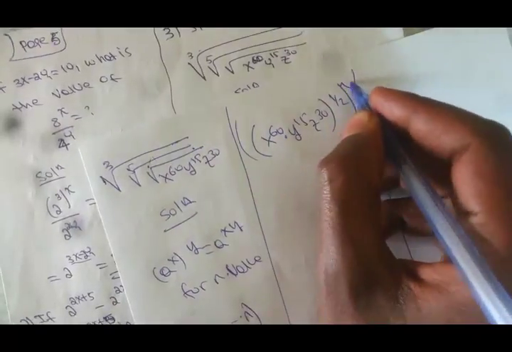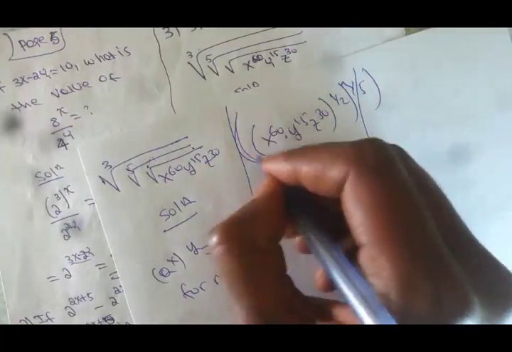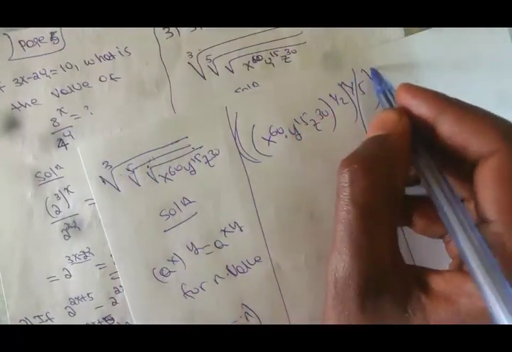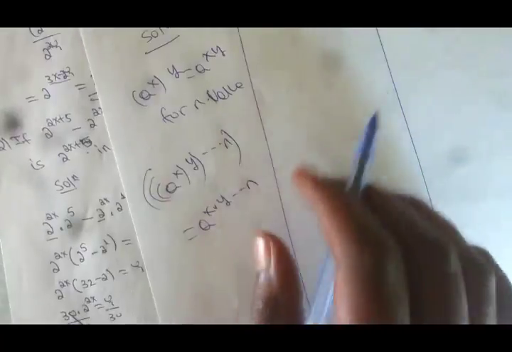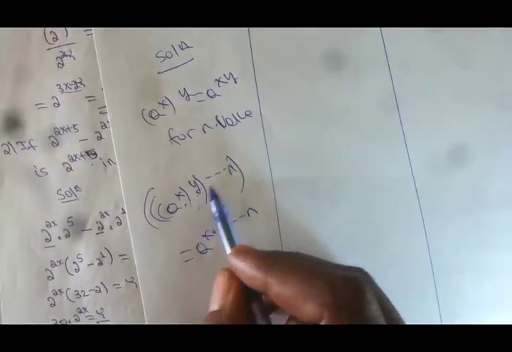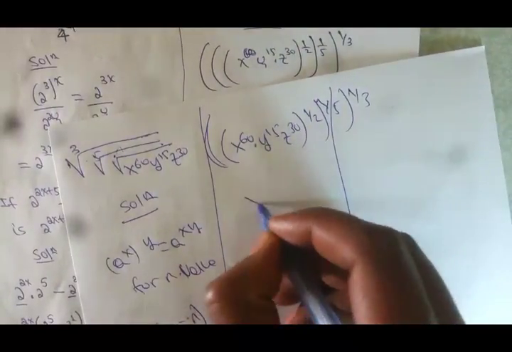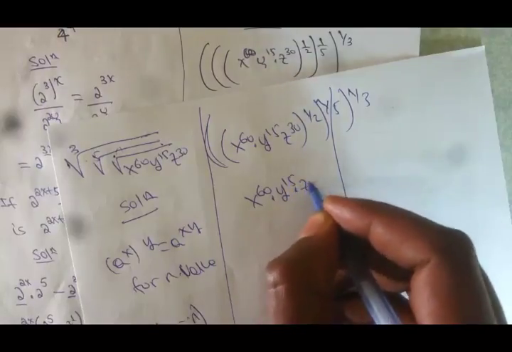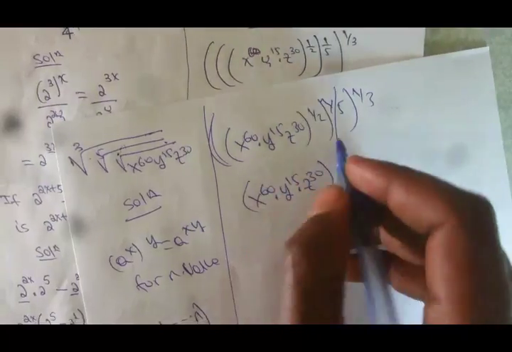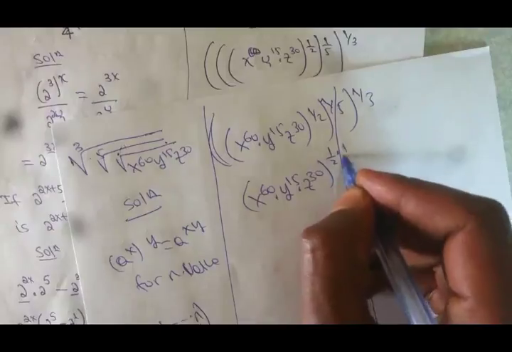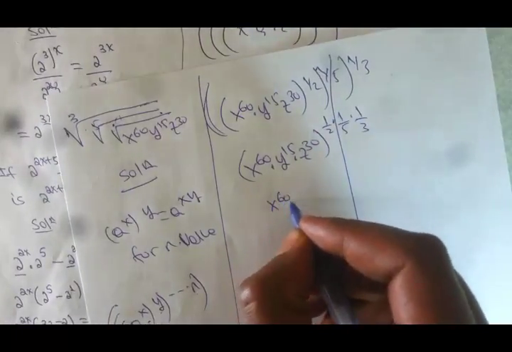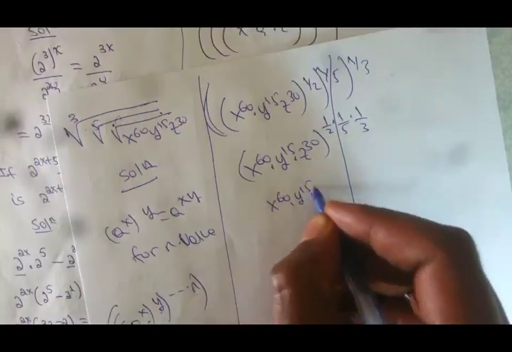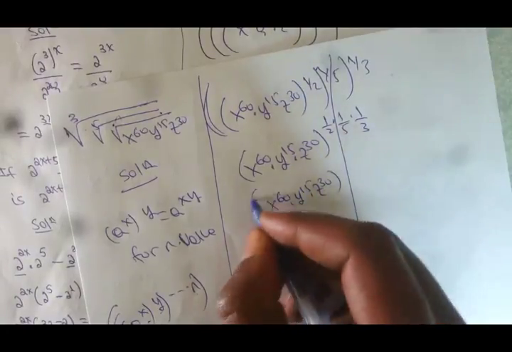Cube root means 1 over 3, fifth root means 1 over 5, and square root means 1 over 2. Therefore, we know that to take the nth root of a power, we multiply the exponents. Therefore, x raised to 16 times, y raised to 15 times, z raised to 13, all raised to 1 over 2 times 1 over 5 times 1 over 3. This is equal to x raised to 16 times, y raised to 15 times, z raised to 13, all raised to 1 over 30.